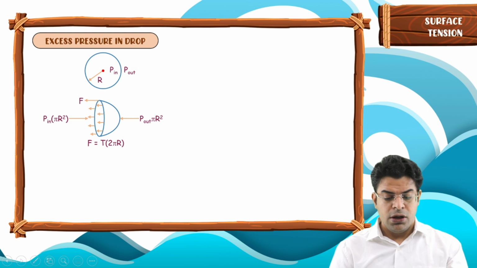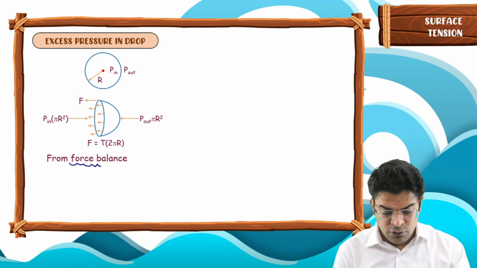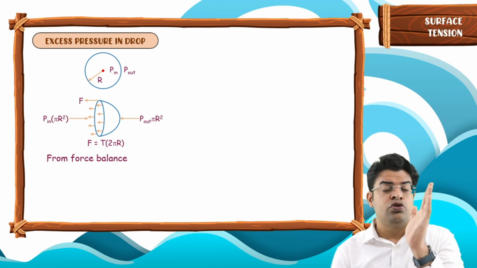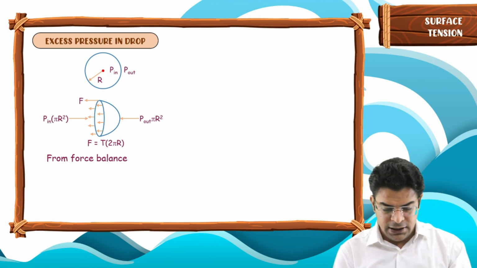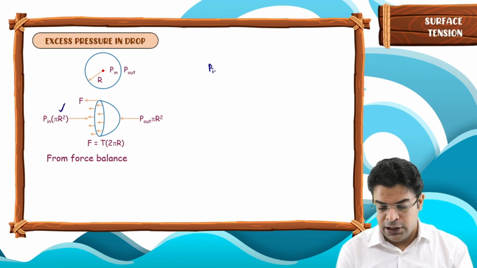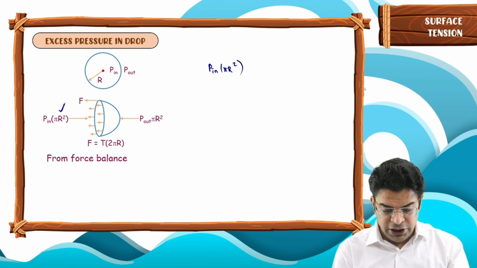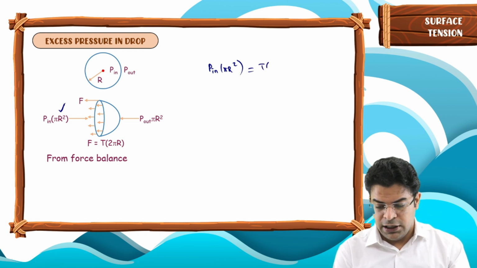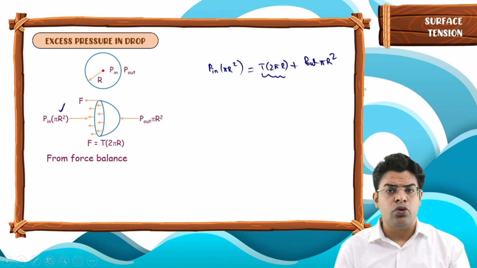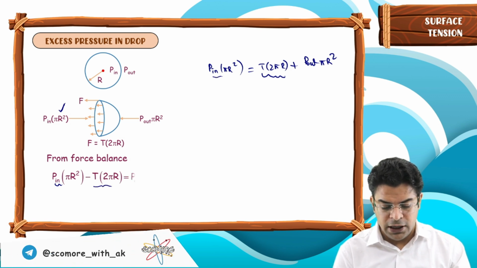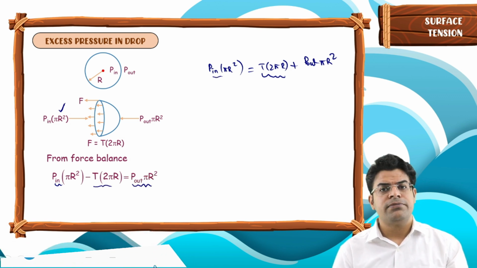Now for equilibrium, from force balance, we can say that the net force towards right equals the net force towards left. The net force towards right is only because of P in into pi r square. And the net force towards left can be written as T into 2 pi r plus P out into pi r square. Or if you bring this term T into 2 pi r to the left hand side, you can write it as P in minus T into 2 pi r equals P out into pi r square.